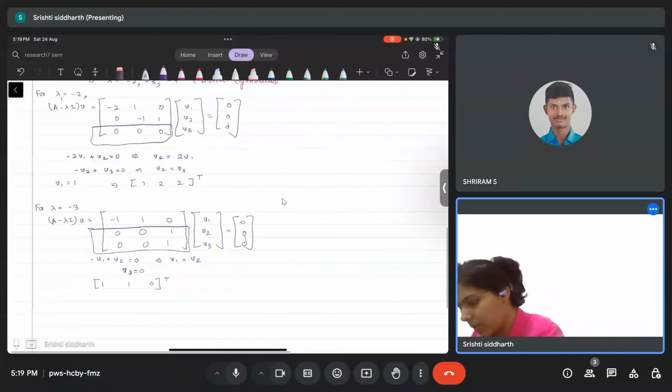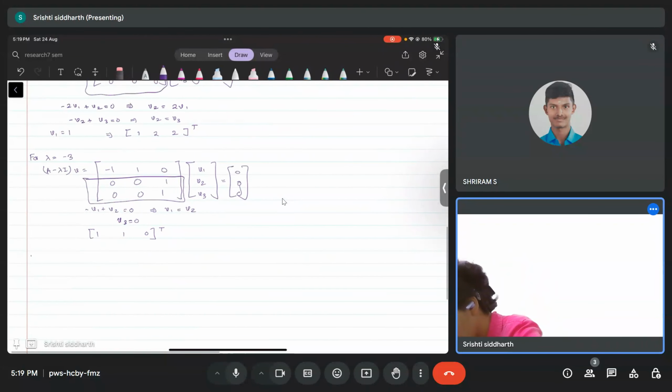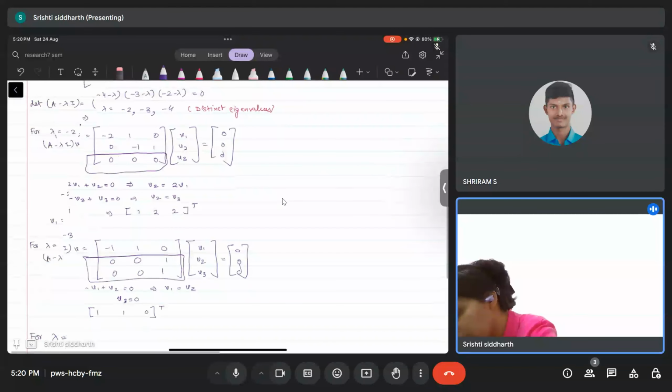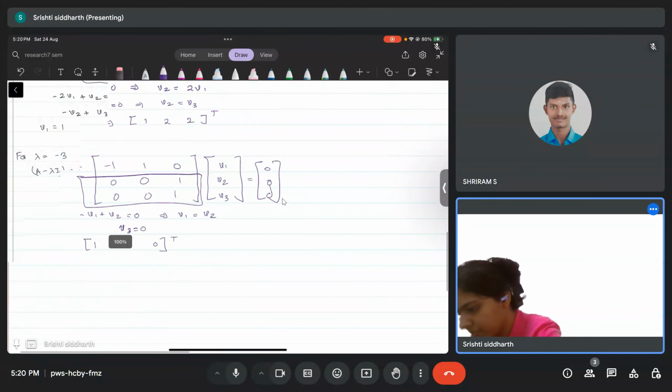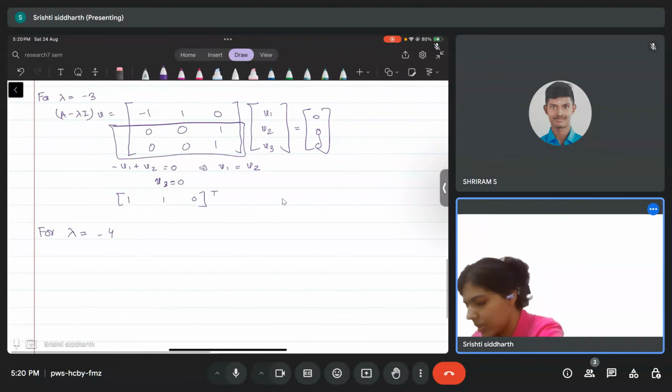Alright, now the eigenvector for the last eigenvalue, yeah, -4. So let's see.